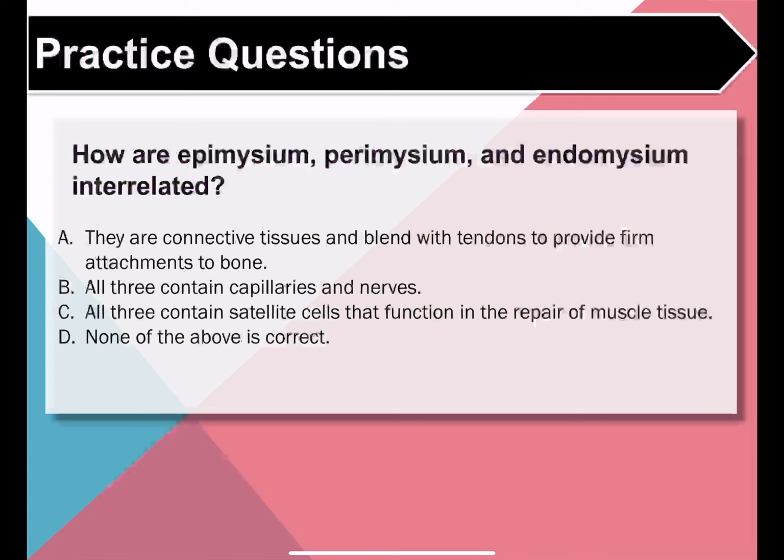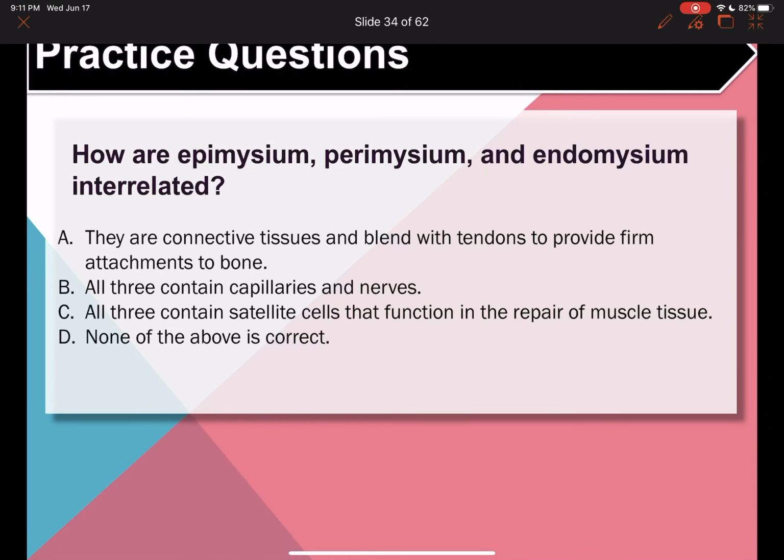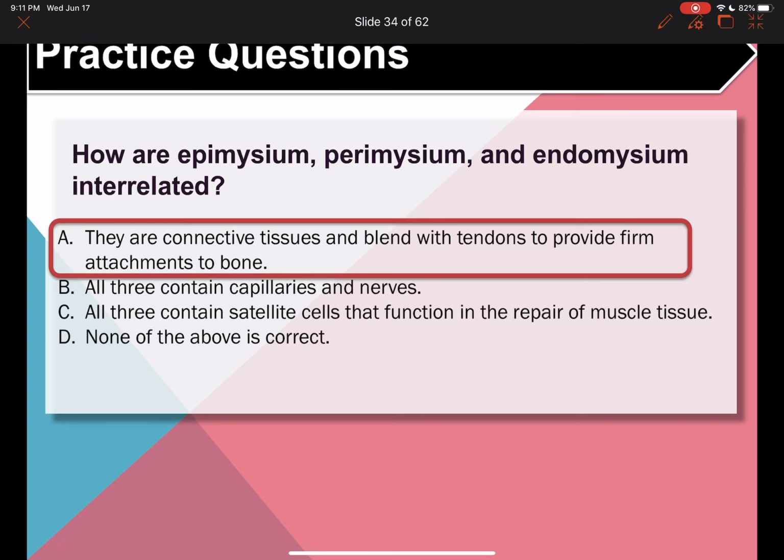Okay, how are epimysium, perimysium, and endomysium interrelated? They are interconnected tissue that blend with tendons to provide firm attachment to the bone. Okay, they don't all contain capillaries. They don't all contain satellite cells.